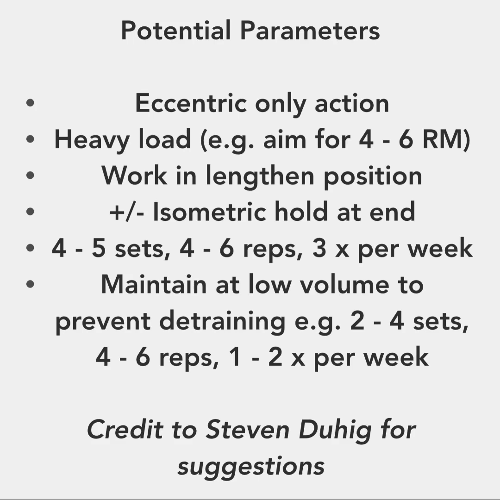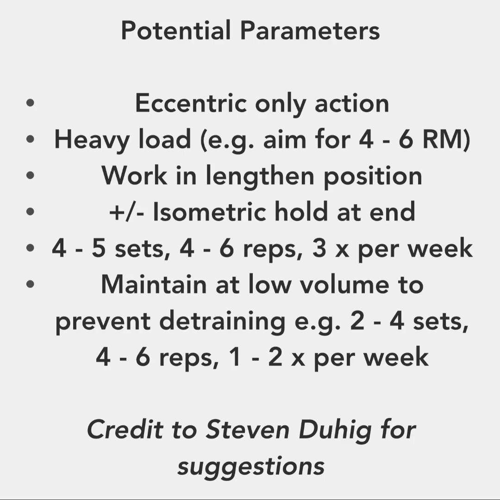Now, in terms of our volume, perhaps we start with 4 to 5 sets of 4 to 6 reps, and that's going to be about 3 times a week. And we maybe have an intervention period of perhaps 6 to 8 weeks focusing on doing this to increase the eccentric strength and to increase the fascicle length and flexibility. Now, what they've found in the research is that there's then a fairly rapid detraining of fascicle length and flexibility in as little as 2 weeks.